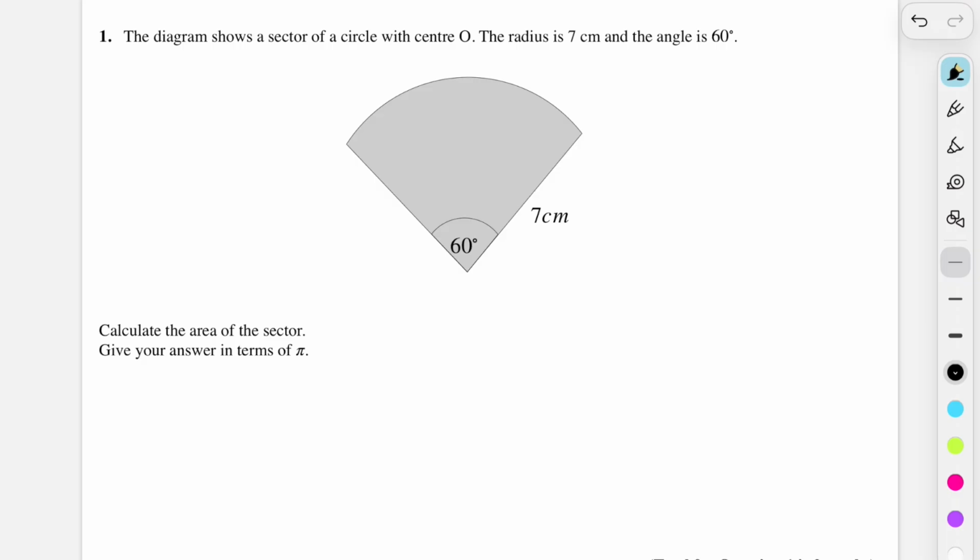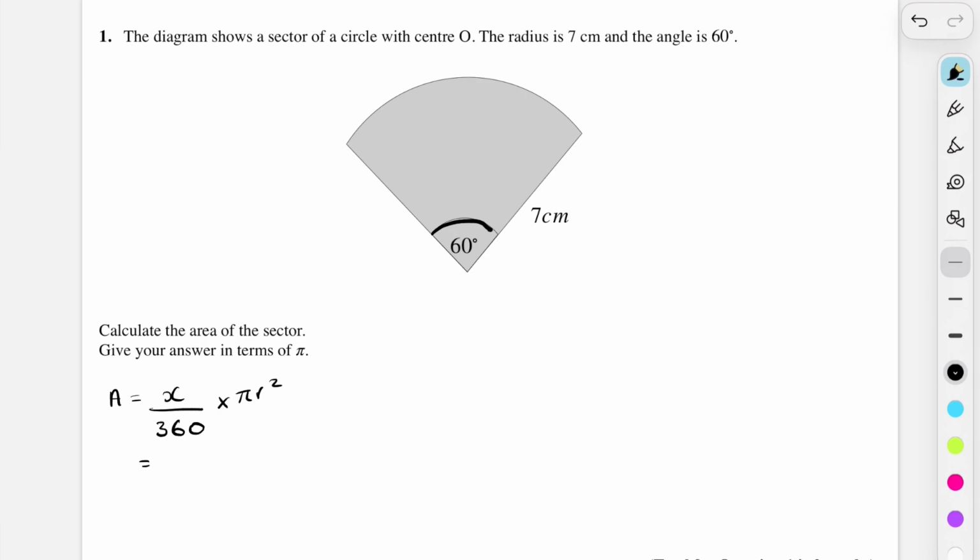For this, we need to recall that the area of a sector is just a fraction of a circle. The fraction of the circle that it makes up is determined by the angle. So it's the angle over 360, because there's 360 degrees around a point, times pi r squared. So we're going to do x over 360, which is the angle over 360, times pi r squared. That's going to be the area of the sector.